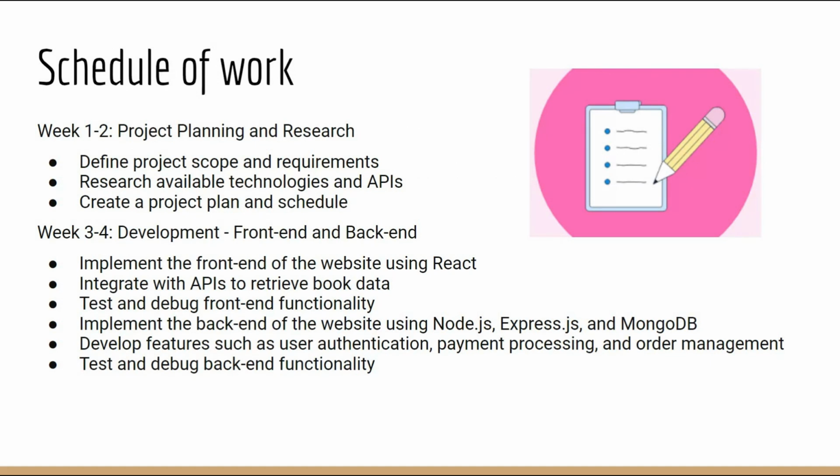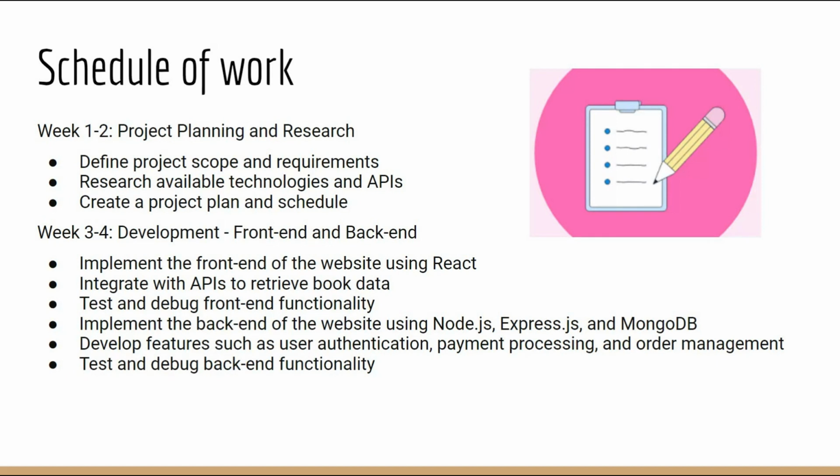For the schedule of the work, we have been given approximately 27 days, which means 4 weeks. We are going to use the first 2 weeks for project planning and research. We are going to define the project scope, requirements, and also research available technologies. We have identified the technologies as well, but we can also try to integrate other technologies if they suit our needs, and also other APIs. And we are going to create a project plan in these 2 weeks.